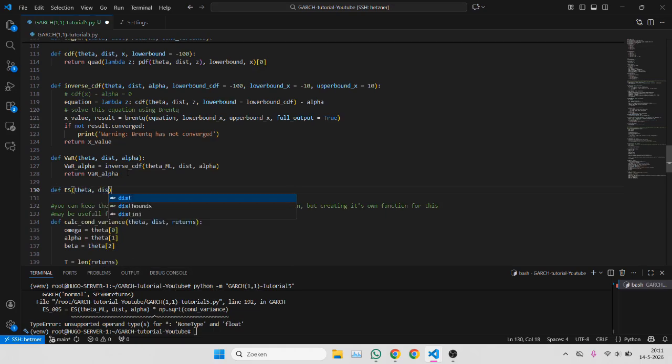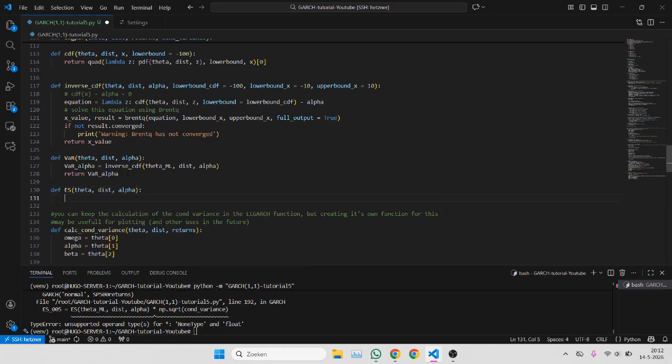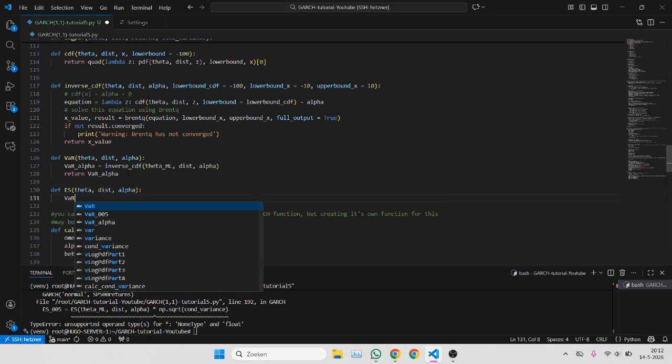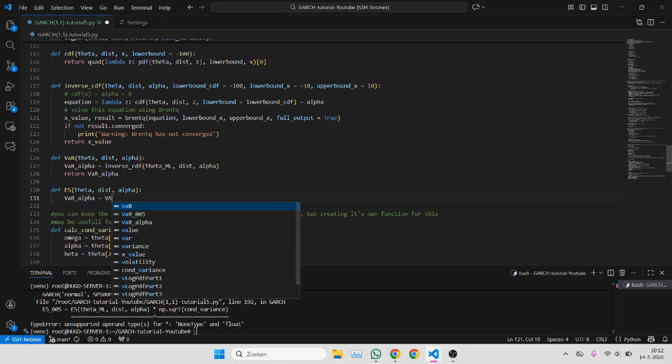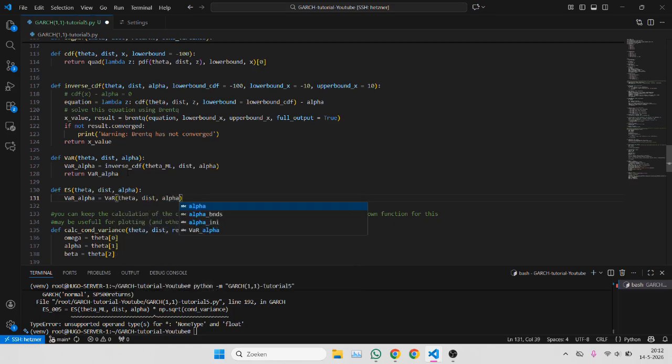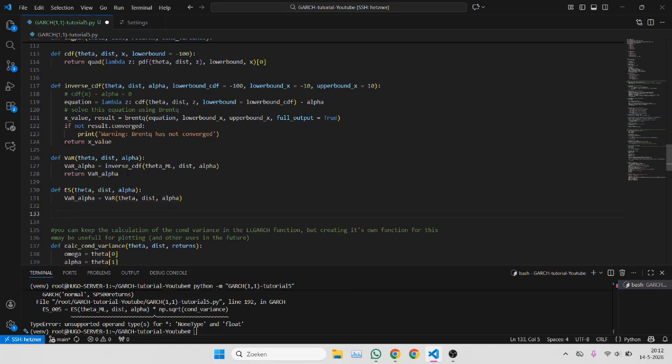The expected shortfall function needs exactly the same parameters. First we start by calculating the value at risk at level alpha, using the function we just created. Then we are integrating from a lower bound. You can take minus infinity as lower bound, but for numerical stability I always like to choose a higher lower bound. So I use a lower bound of minus 100. If you use a really fat-tailed distribution, maybe put it lower, but it doesn't really matter, I think.